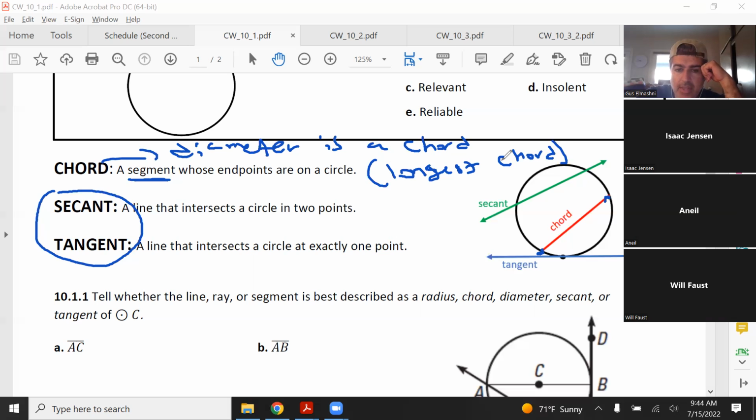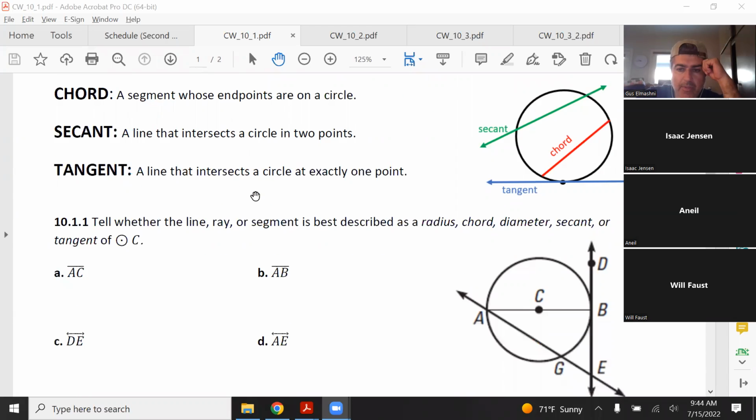A tangent is a line that touches the circle in exactly one point. So it touches in exactly one point. That's called a tangent. A secant crosses a circle twice, here and here. And it's a line, not a segment. Chord is a segment, secant's a line. And tangent is also a line, but it touches just one point of the circle.